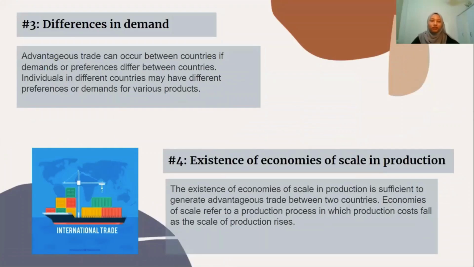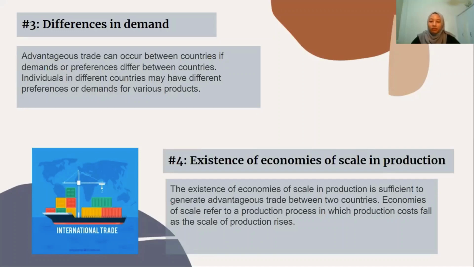The third reason why countries trade is because of the differences in demand. Advantageous trade can occur between countries if demands or preferences differ between countries. Individuals in different countries may have different preferences or demands for various products. For example, Chinese are likely to demand more rice than Americans, even if consumers face the same price. Canadians may demand more beer, Dutch more wooden shoes, and the Japanese more fish than the Americans would, even if they all face the same price. This is largely because of the differences in the culture and customs of each country.